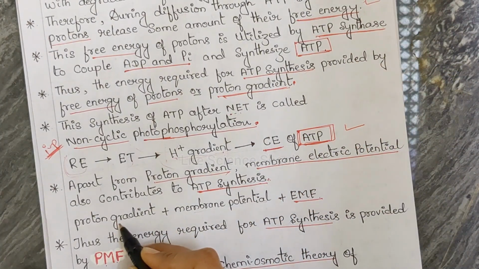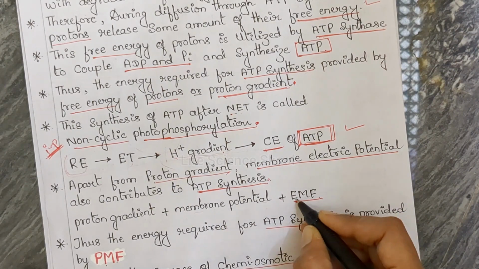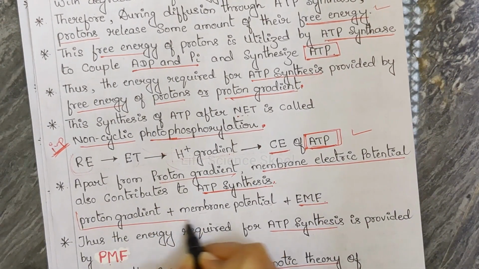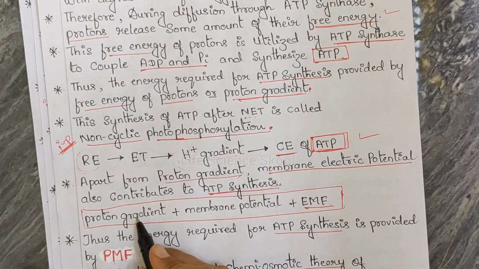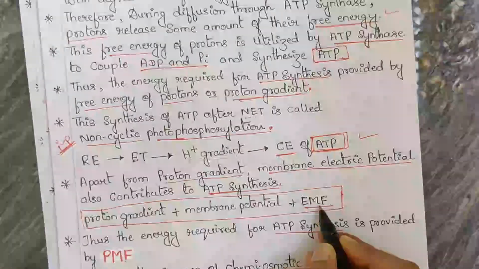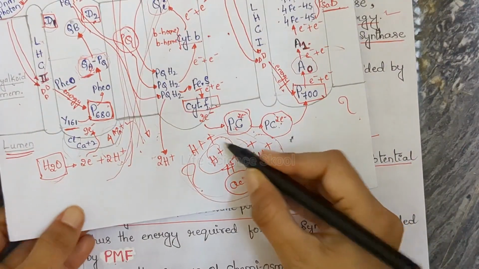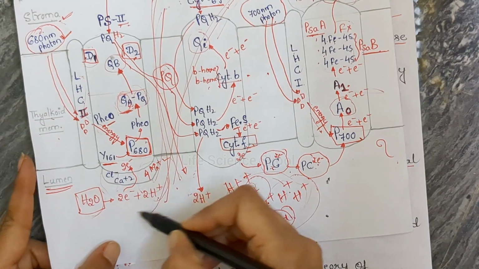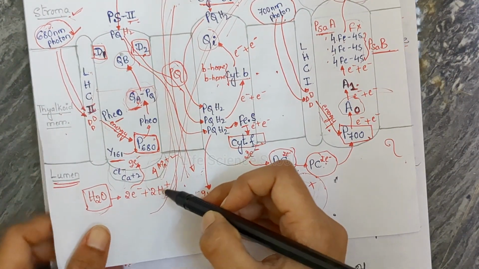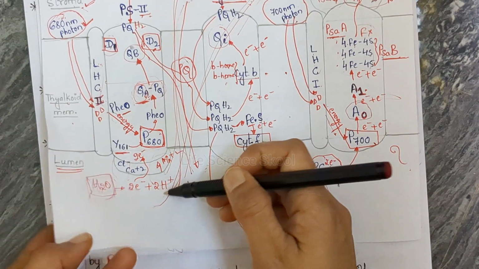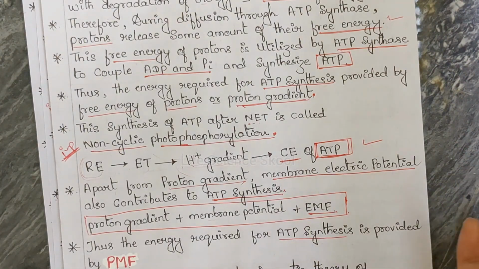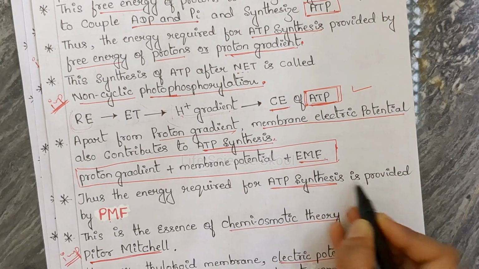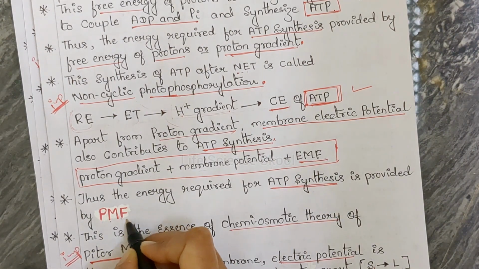So proton gradient plus membrane potential plus electron motive force, these three are the energy sources for the synthesis of ATP. So these three you can see here. This proton gradient, and this electron also gives the electric potential, from water, which absorbs the energy from radiant energy. Then the proton gradient, and the third one is membrane potential. All these three provide the energy for ATP synthesis. Thus, energy required for ATP synthesis is provided by proton motive force.